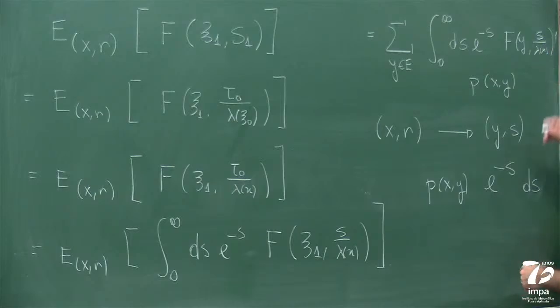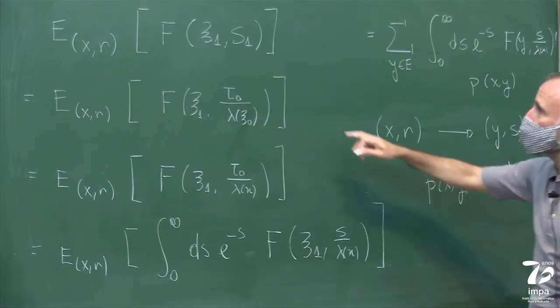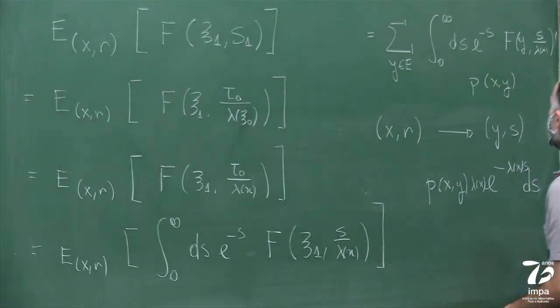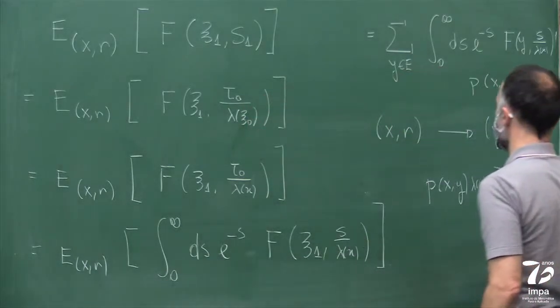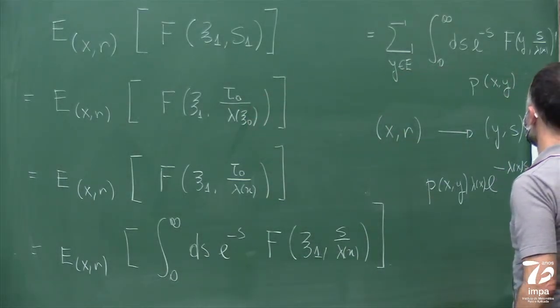Now, I have here to, okay. So let me just, this is not really true. It's lambda x s, lambda x. Okay, because here I have s over x. So let me change variables to write this. Sorry about that.